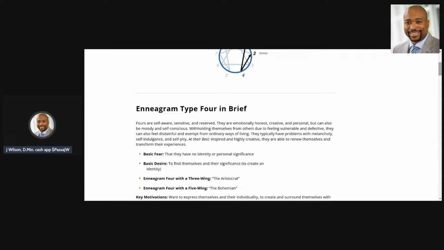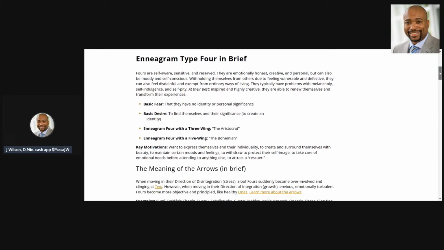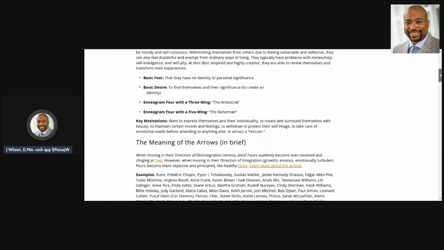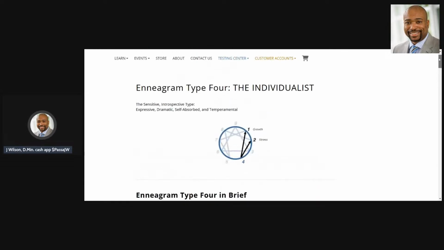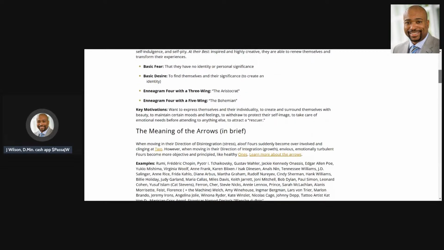At their best, inspired and highly creative, they are able to renew themselves and transform their experiences. Their basic fear: they have no identity or personal significance. Basic desire: to find themselves and their significance, to create an identity. Enneagram 4 with the 3 wing is the aristocrat. Enneagram 4 with a 5 wing is the bohemian. And y'all don't forget the wing. So this is a number 4, so they're going to be either a wing of 3 or a wing of 5. So those are the numbers beside them.